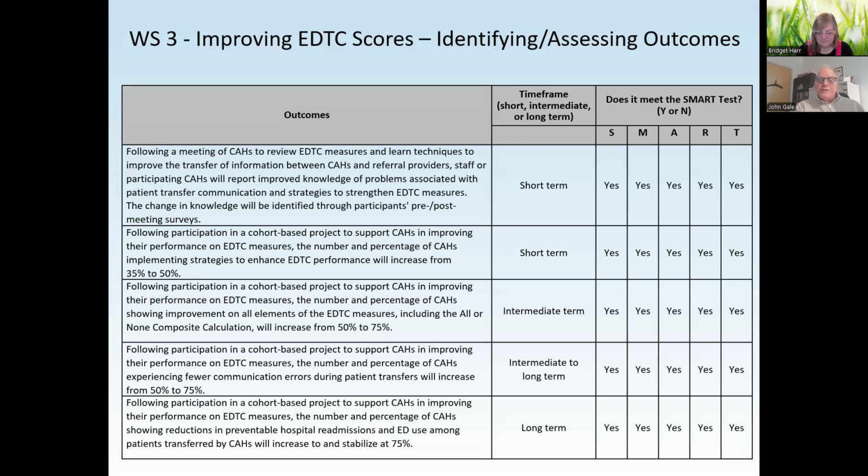Next step is they start to show improvement on select measures, moving from 50% to 75% of those hospitals showing improvements on those measures. And then finally, towards the latter part of the project, are they seeing fewer errors that you can document? Are they able to reduce the number of preventable hospital readmissions and ED use among patients transferred by CAHs? And that goes up to 70% of the hospitals showing that sort of benefit.